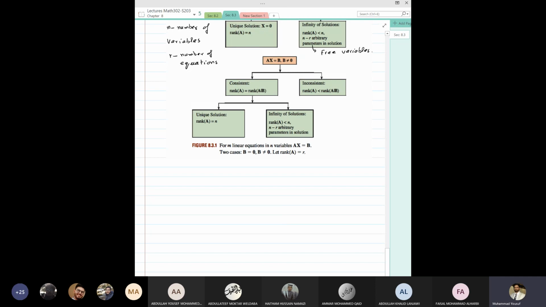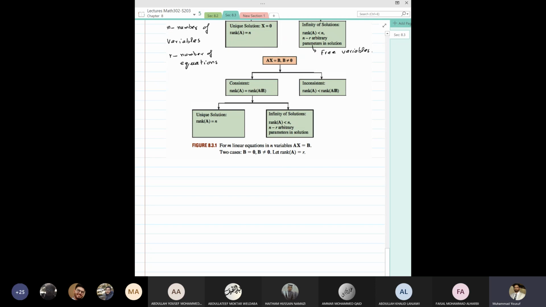Now for a non-homogeneous, we have two choices. Maybe rank of A and rank of AB is equal. Rank of A is equal to rank of augmented matrix AB. In this case, the system is consistent according to theorem. And when rank of A is less than rank of augmented matrix AB, then inconsistent, as you have seen in the previous example. Rank of A was 2, rank of AB was 3, so we saw that there is no solution.